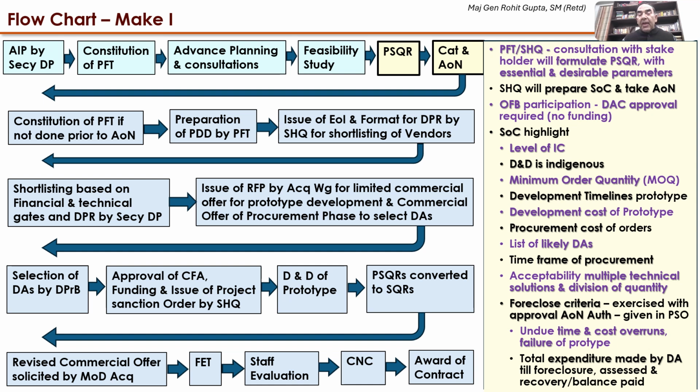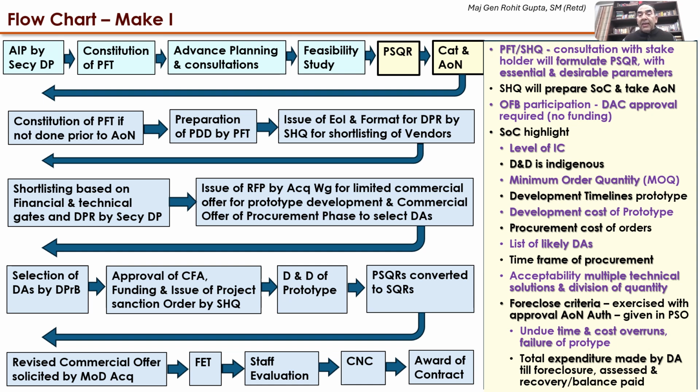The SHQ prepares a statement of case and takes the AON. For Ordnance Factory participation, the DSC approval is required. No funding is given to the OFP participation in case OFP is required. The statement of case highlights the level of indigenous content, and that the design and development is indigenous. What is the minimum order quantity that shall be given? What are the development timelines for the prototype? What is the cost for the prototype? What is the procurement cost of the larger order?